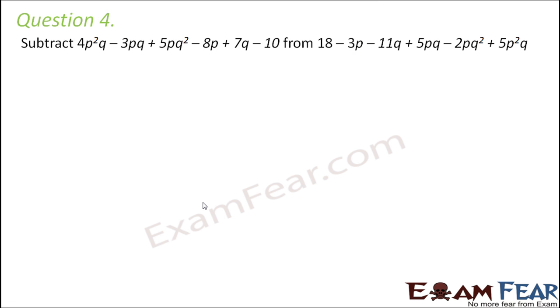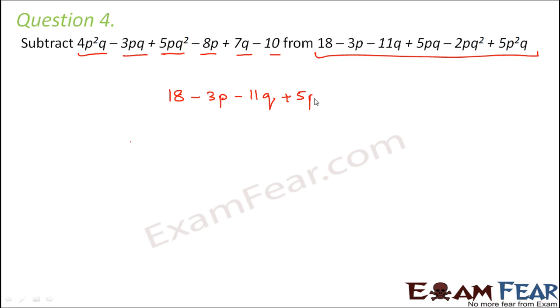So let's look at this one. We have to subtract this expression. Now here the expressions are quite lengthy. You have 1, 2, 3, 4, 5, 6 terms each. So let's see, how do we subtract them? We have to subtract it from this expression. So we will first write this expression, that is 18 minus 3p minus 11q plus 5pq minus 2pq square plus 5p square q.